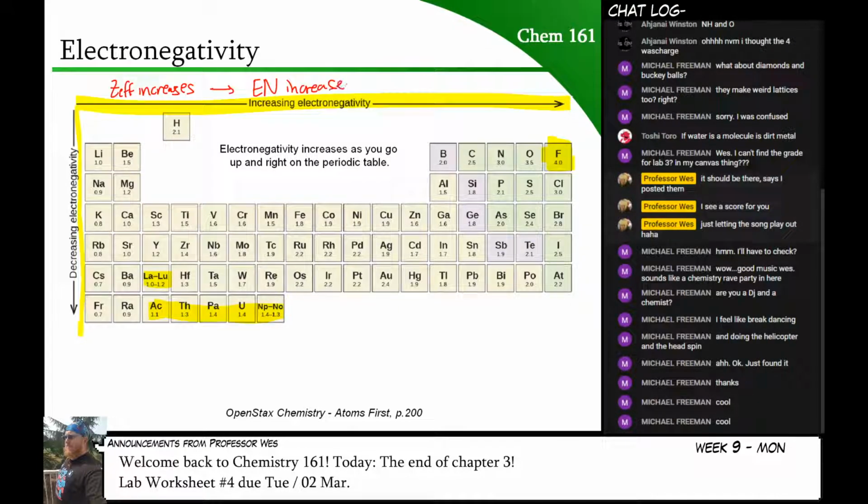And if Z effective increases, electrons are pulled towards the nucleus more effectively. As you go down, the electrons get further away because N increases, right? And if those electrons are further from the nucleus, they're easier to yeet right off, right? Yes, I said the word yeet.